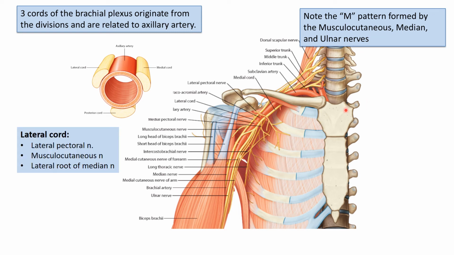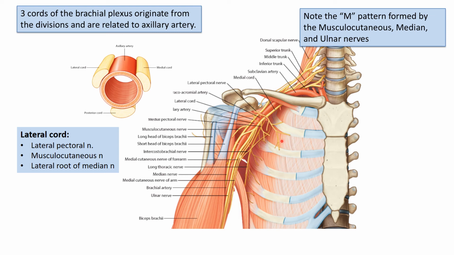What are the other branches of the lateral cord? In addition to the musculocutaneous nerve and the lateral root of the median nerve, it provides another branch, which is this one. Let me find where it is. This is the lateral pectoral nerve, okay? Lateral pectoral nerve. Now, this lateral pectoral nerve is not named because it is lateral to something.